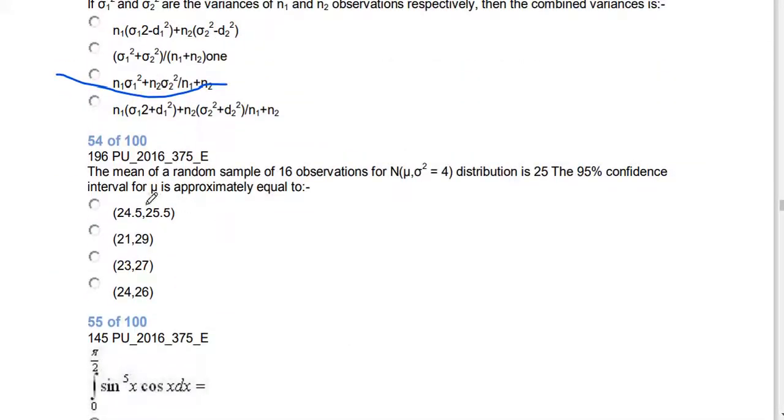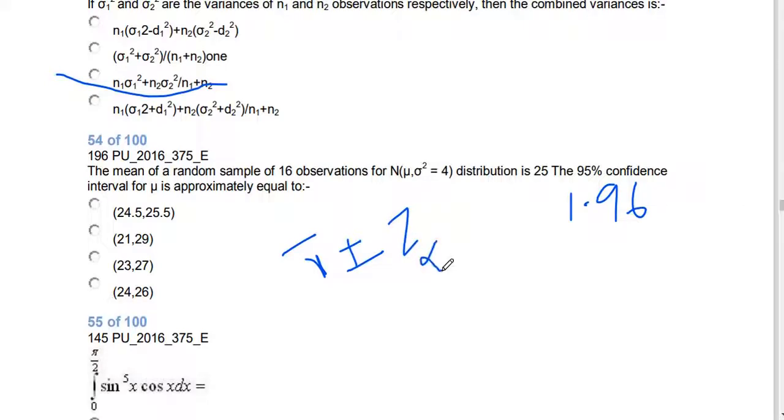See this question. The mean of the random sample is 16, standard deviation also given, the distribution is 25. Then find the 95% confidence interval. Means you can apply 1.96 as the tabulated value. You can just apply the formula for confidence interval: x bar plus or minus z alpha. Here sigma is known.